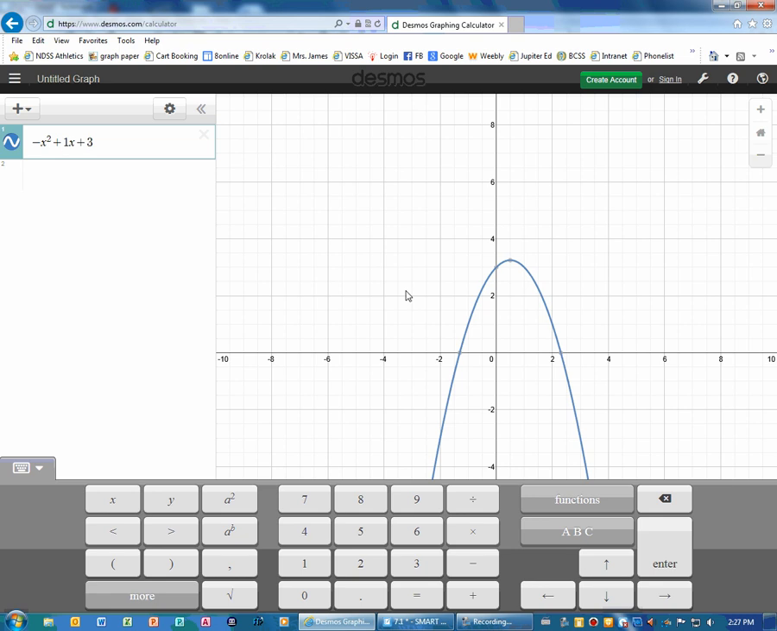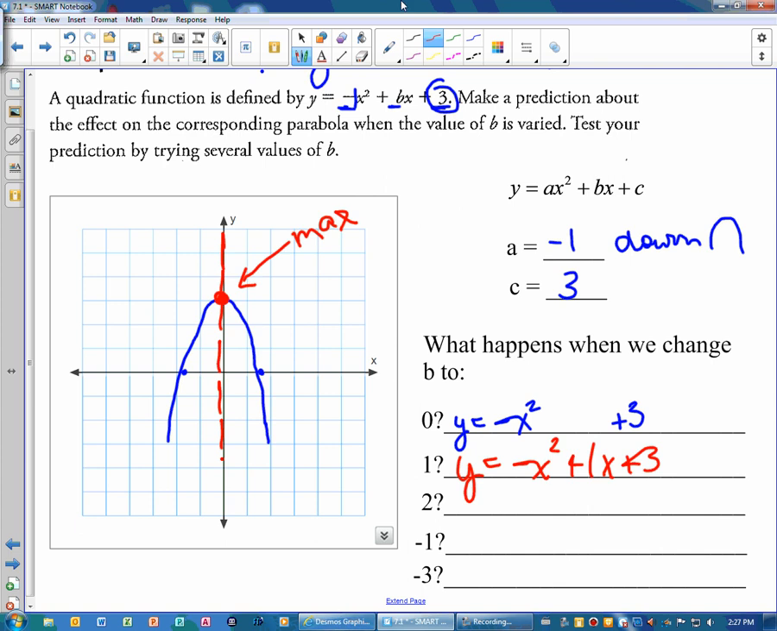So have a look at what adding that 1x did to the graph. Now, my x-intercepts are different. Look at how they've moved to the right. My graph is still going through the y-axis at 3, but now my vertex is higher. Here's my vertex, right there, the highest point. So my parabola now looks something like that. So what happens when b became 1? It got bigger. My graph moved to the right, and it moved up a little, didn't it?